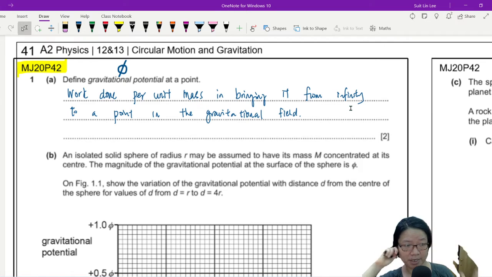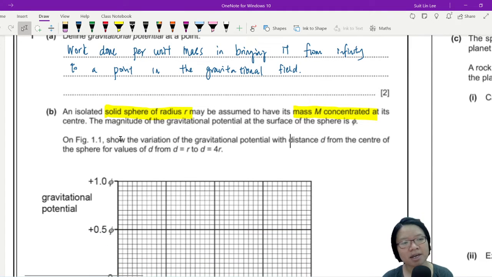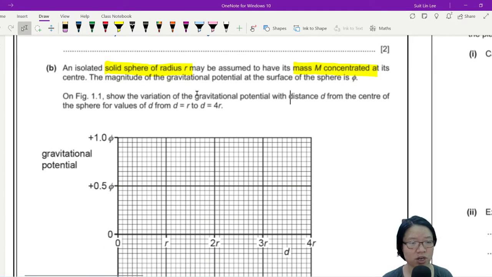Okay, so part B. An isolated solid sphere of radius r may be assumed to have mass m concentrated at its center. So this one is the standard Newton's law. They will tell you stuff like the mass is behaving that way. Okay, no problem. In figure 1.1, show the variation of gravitational potential with the distance d from the center of the sphere for values of r to 4r.